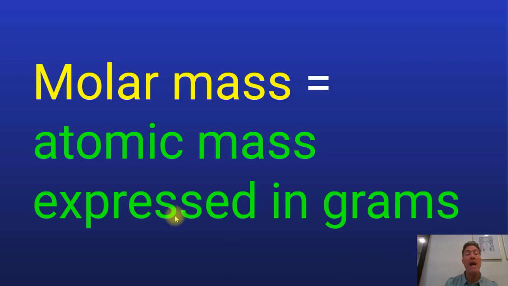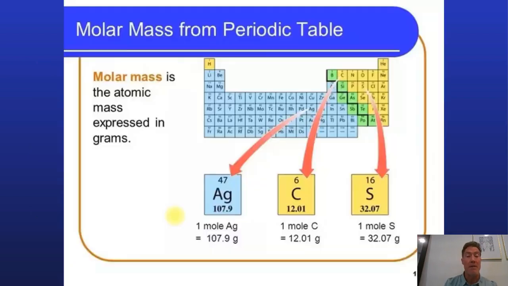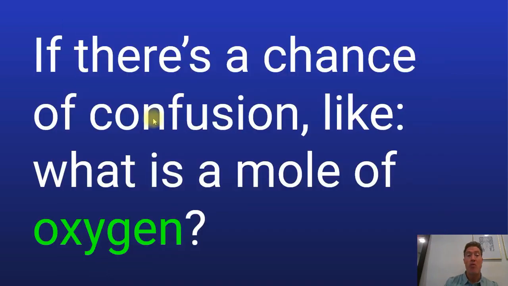Okay, so remember, molar mass equals the atomic mass expressed in grams. Remember, that's what molar mass does. It takes the atomic mass from the periodic table and converts it to grams. So the atomic mass of carbon is 12.01 in atomic mass units. Well, to get that in grams, we need Avogadro's number. That's what molar mass is. It's atomic mass expressed in gram weight.